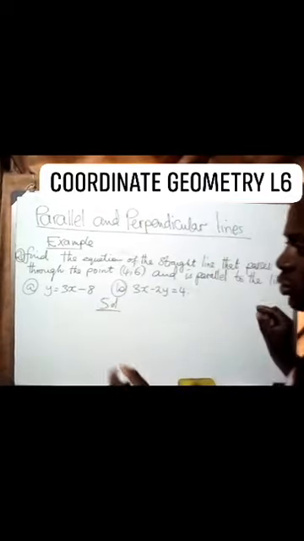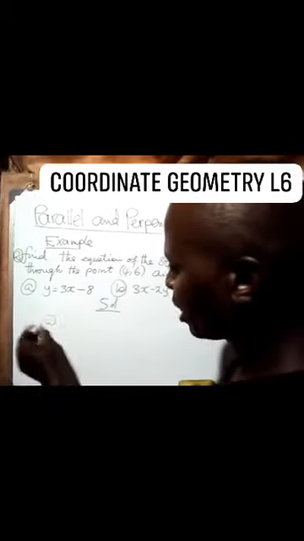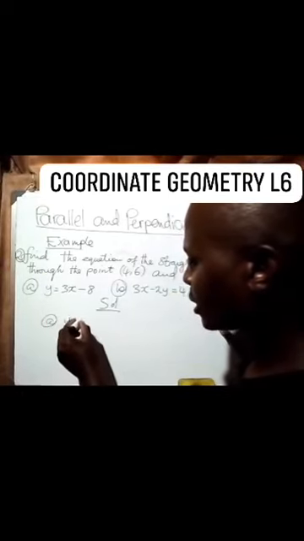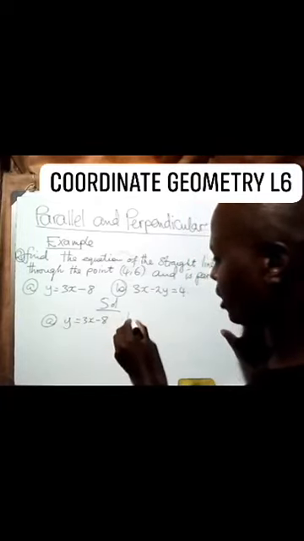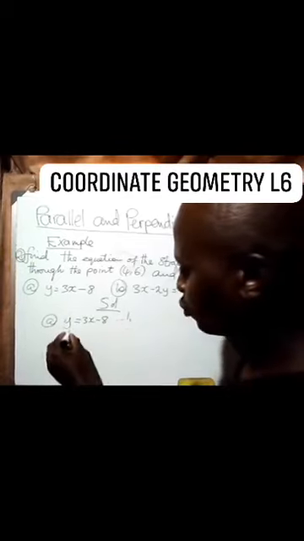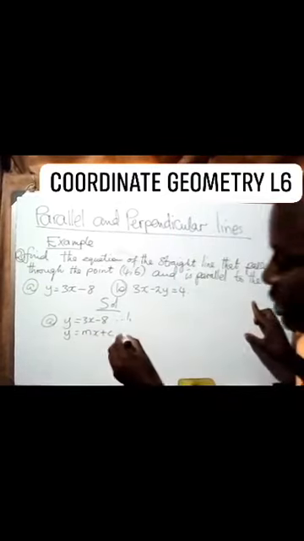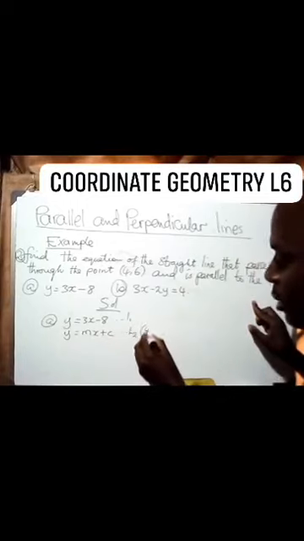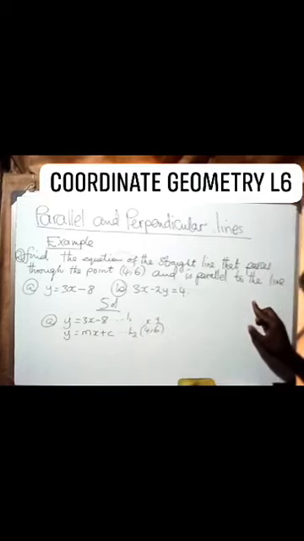So, what will be the solution? First of all, we are finding the equation. So, question number 1, we have the equation given, which is y is equal to 3x minus 8. This is equation number 1, or line number 1. Now we want to find line number 2. Line number 2 should be y is equal to mx plus c. This is line number 2. Now where is this line number 2 passing? It is passing through (4, 6). This means this is the value of x, this is the value of y.